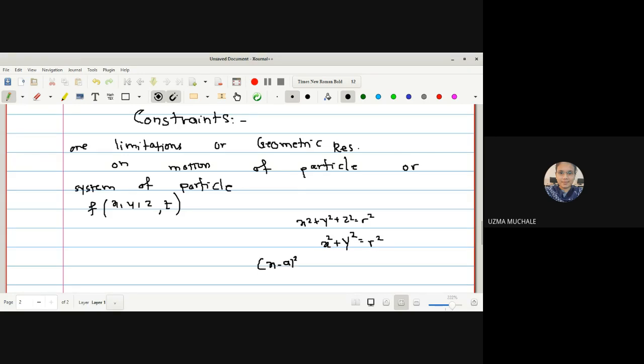Or you can have x minus a square plus y minus b square plus z minus c square is equal to r square. This is the equation of a sphere, and the earlier one is the equation of a circle. So these equations are written in terms of x, y, z, and if a time variable is there, in general we can say this restriction can be written in terms of some function of x, y, z and time t. These are the relations between the coordinates and the time t.